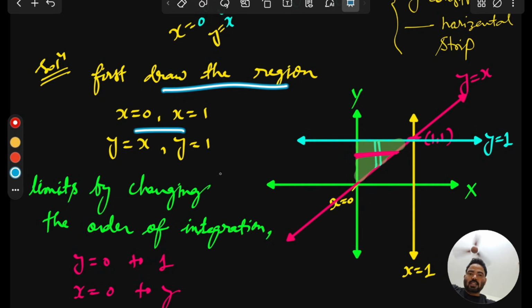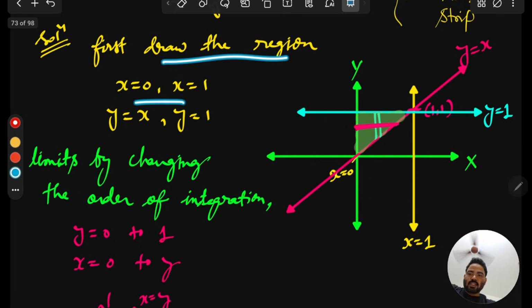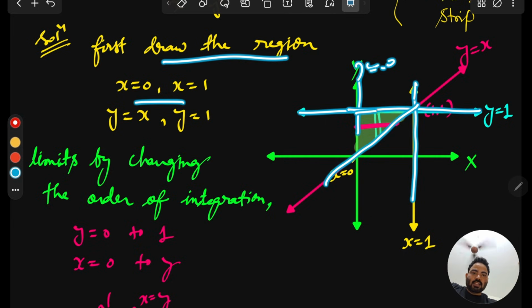So first draw the region. This is the region, simple. x equal to 0 is this, and this is y equal to 1 at distance y, and this is at distance x equal to 1. So this is the line, and y equal to x is the line, and this is the region. In the integral you can notice that x is moving 0 to 1 and y is moving from y equal to x. So this upper region is our region.